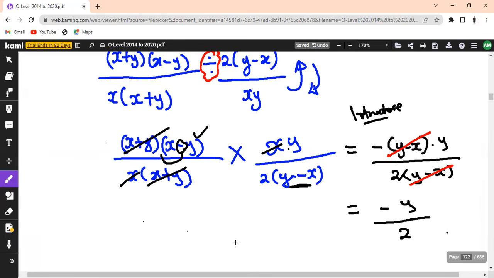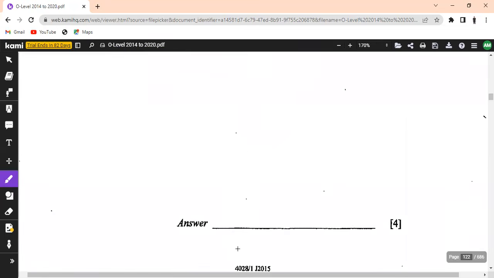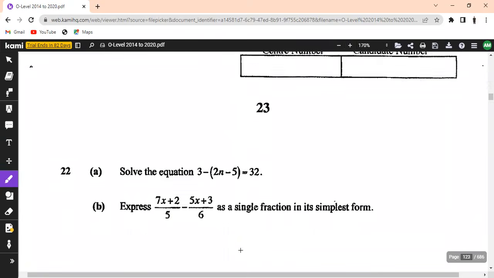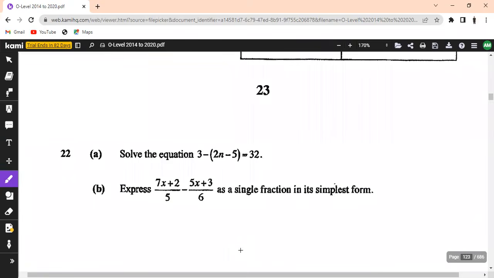All right, so that was it for this question. As you can see, guys, it was actually clear. All right, solve the equation here. What are you going to do? Expand brackets, multiply by a negative here. So it's going to be 3, minus times 2n, that's negative 2n, and negative times negative 5, which is going to be a plus 5, is equal to 32.